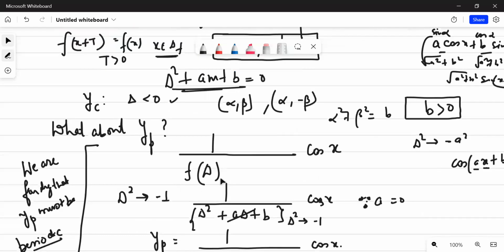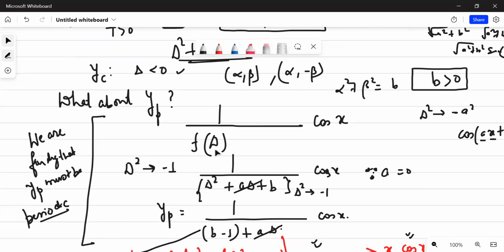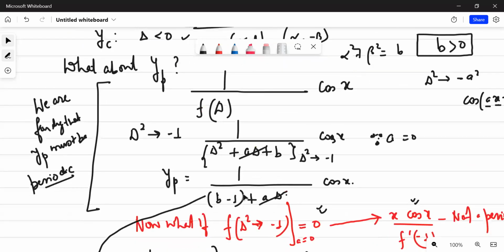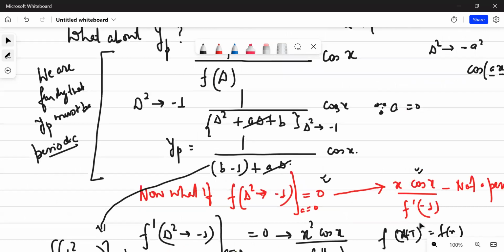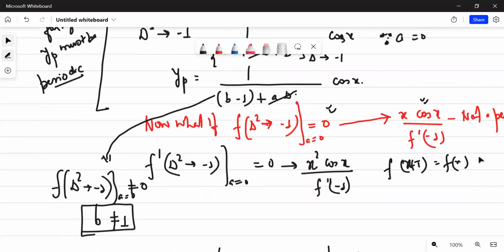Particular integral will be cosine x upon f of D. Now instead of D square, replace minus 1. So instead of D square, I replace minus 1 and a is 0, so it will remain b minus 1. Now if this denominator becomes 0, what does it imply? It implies that on replacing D square by minus 1, the term has become 0. It implies I have to multiply by x and differentiate. This is what I have to do.